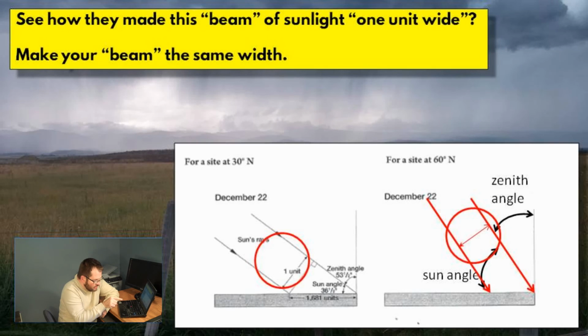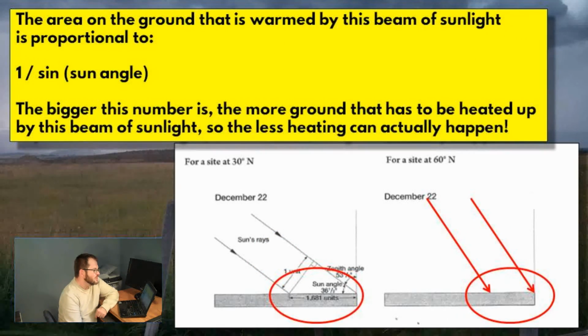Then on your diagram, make that beam of sunlight have the same width as what they did on the other part of the diagram. If you make your diagram just as wide as their diagram, your results are going to work out a whole lot better. Then you're going to compute how much area on the ground that 1 unit wide beam of sunlight is warming up. The calculation that the lab manual wants you to do is 1 over the sine of the sun angle. Whatever sun angle you come up with, you take the sine of that on your calculator, then 1 over that, and you get this factor called the beam spreading. The bigger this number is, the more ground this one beam of sunlight is warming up.